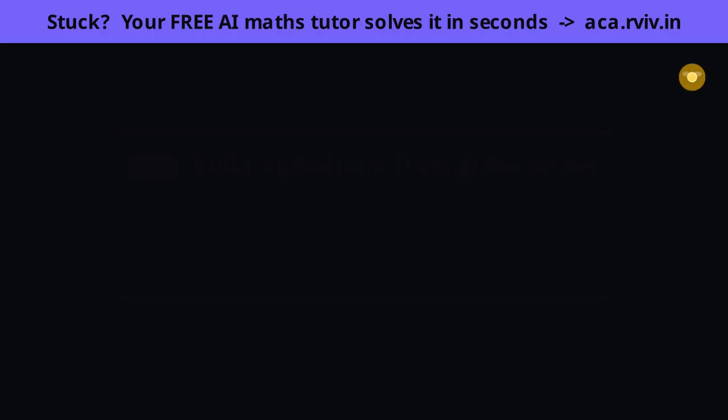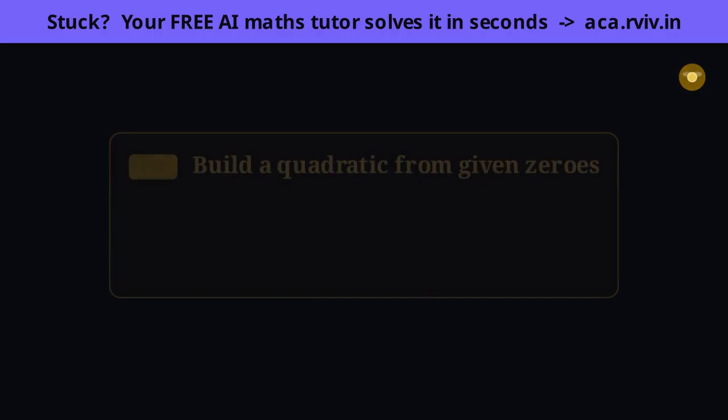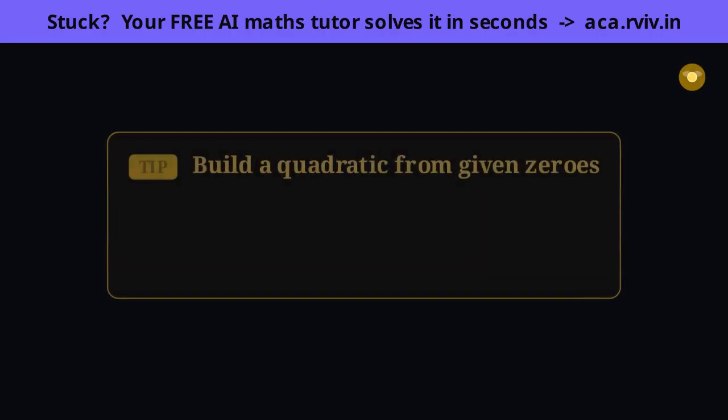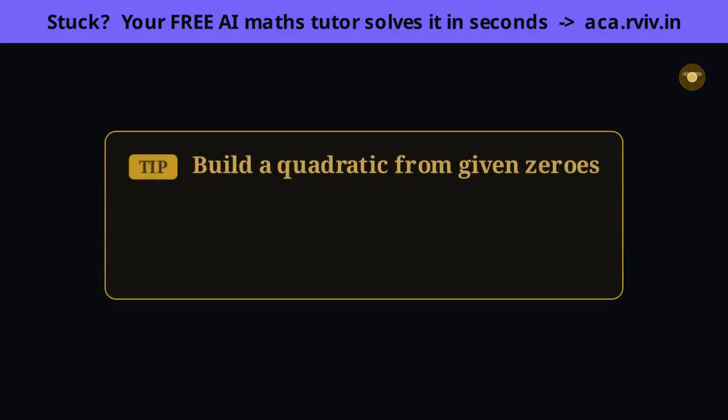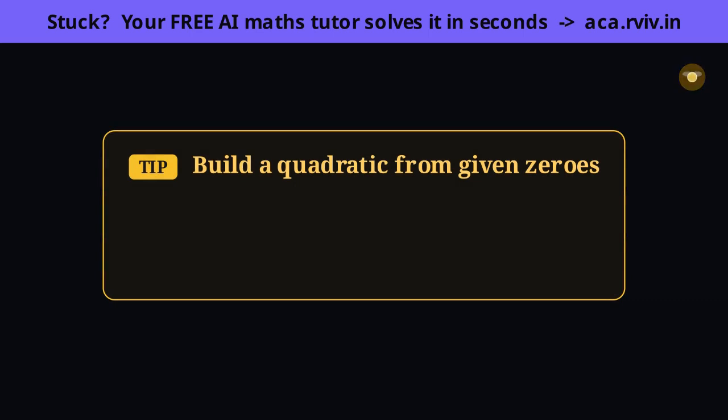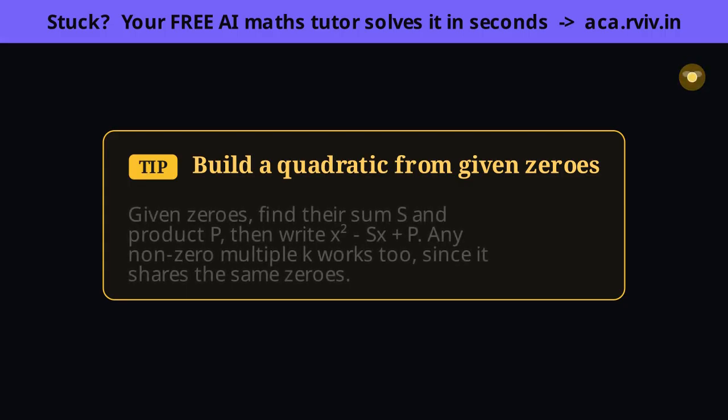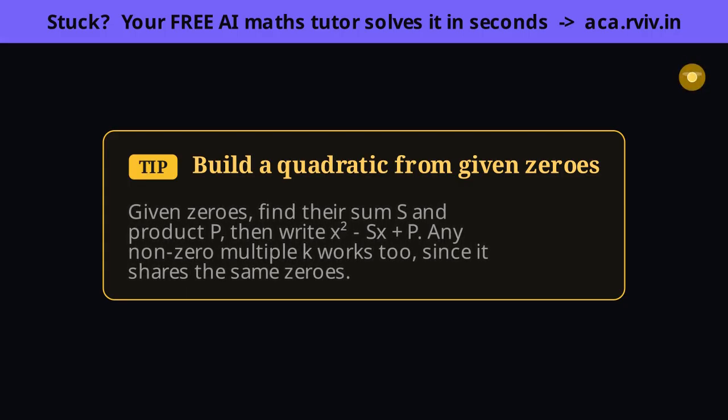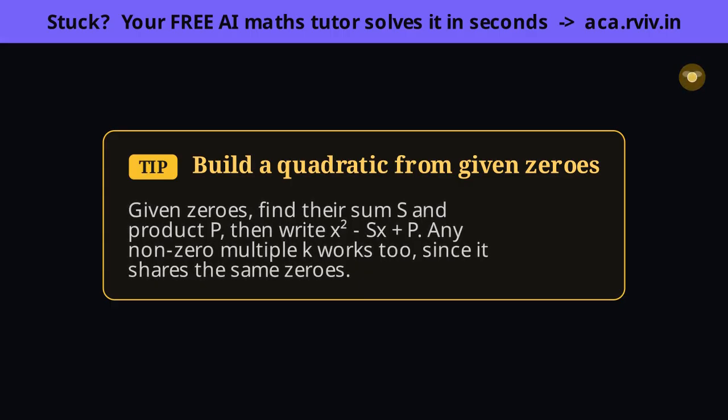To build a quadratic from its zeros, first find their sum and their product, then write x squared minus sum x plus product. Why that shape? Because expanding (x minus alpha) times (x minus beta) gives exactly that, so you're just running the factoring in reverse. And remember, any non-zero multiple k shares the same zeros, scaling never moves a crossing, so the answer is really a whole family, and we simply quote the simplest member.